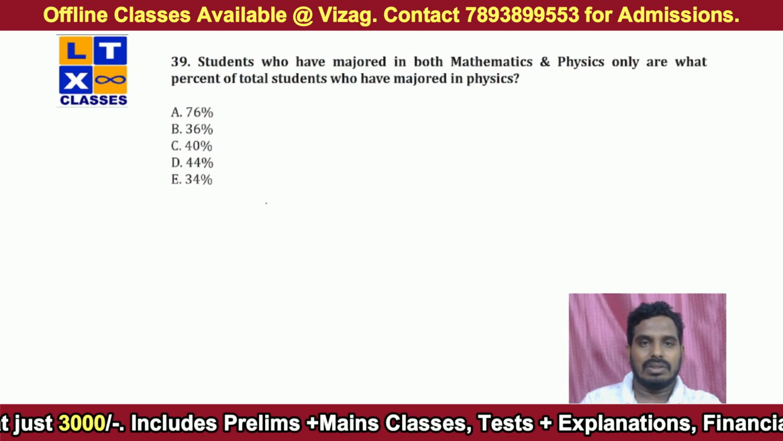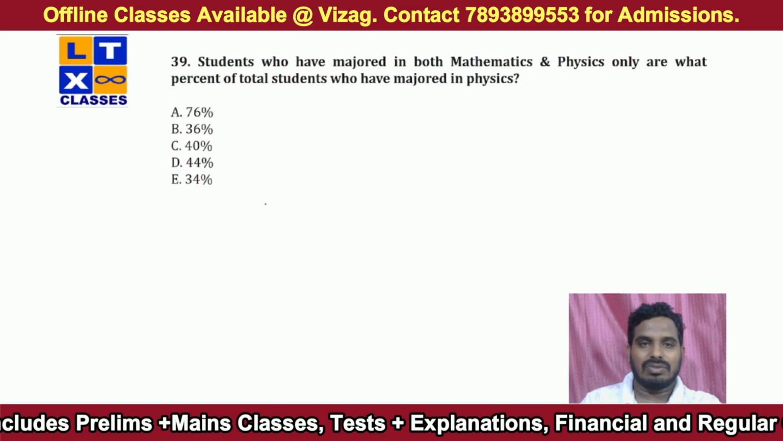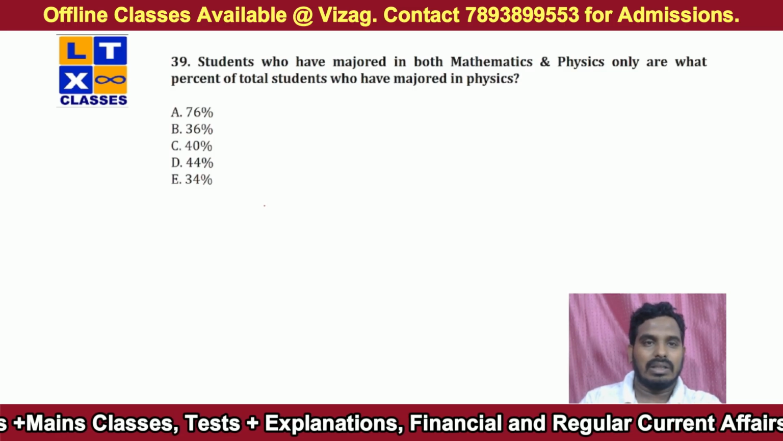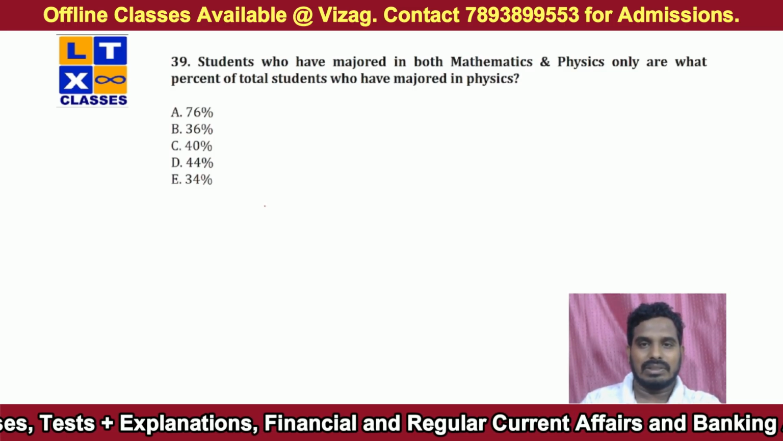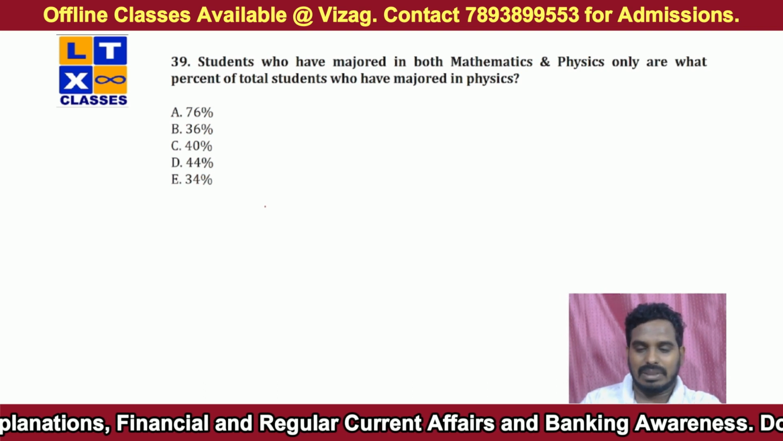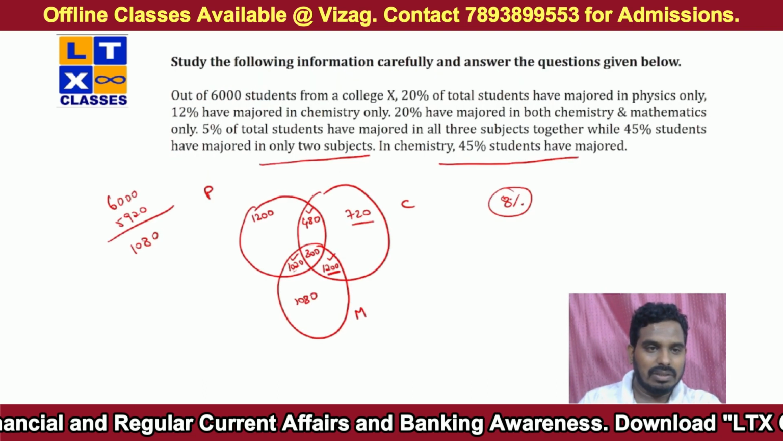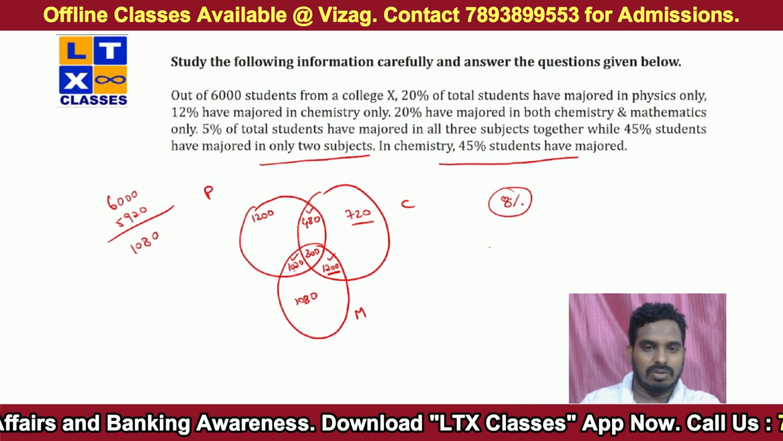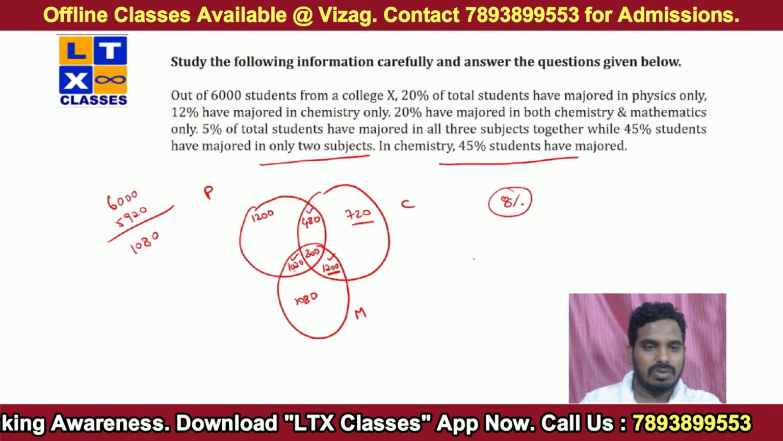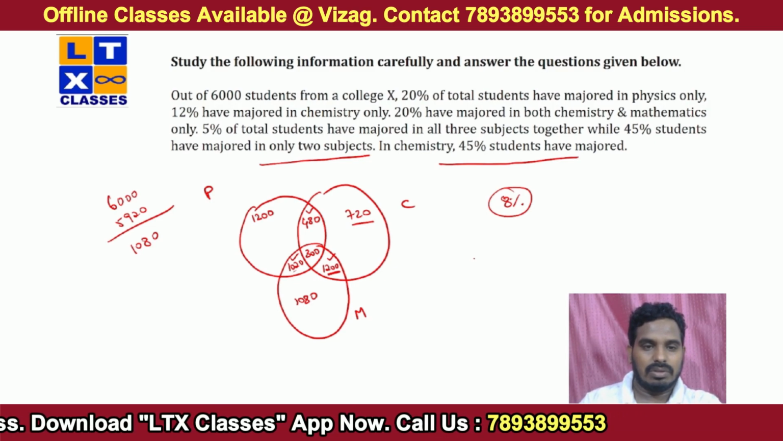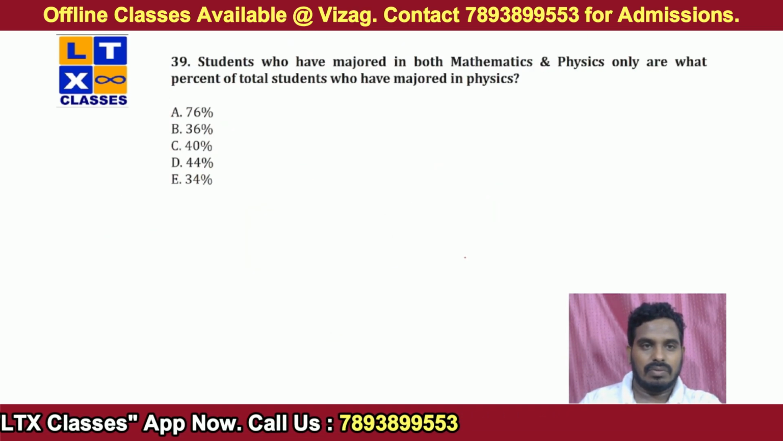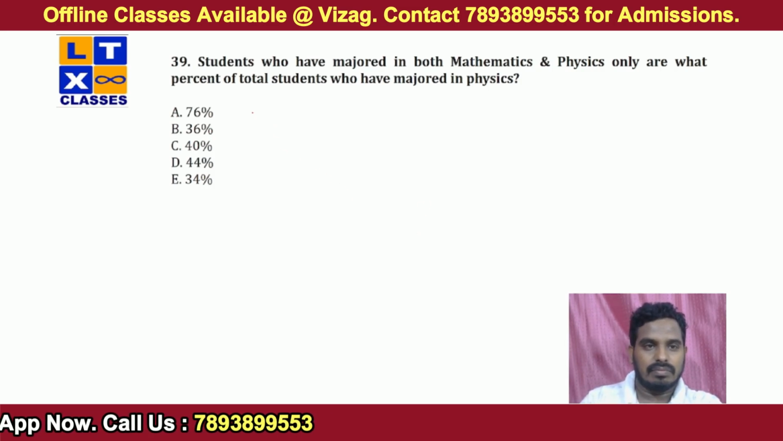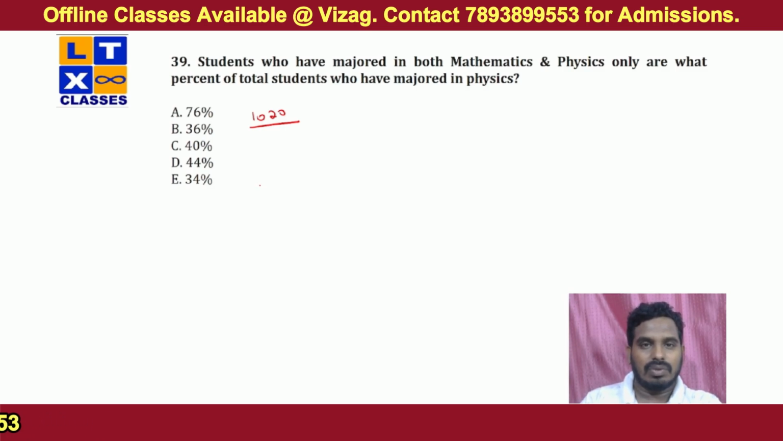Now, students who have majored in both mathematics and physics only are what percent of the total students who have majored in physics? So, mathematics and physics only, this is 1020. 1020 is what percent of the total students who have majored in physics?